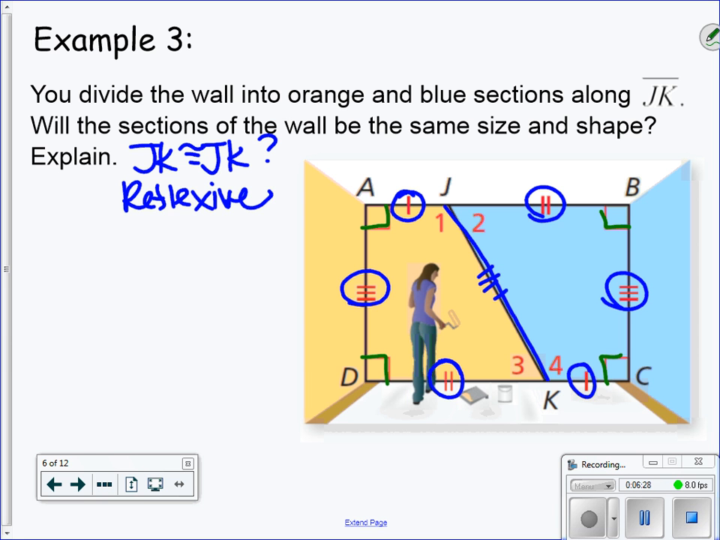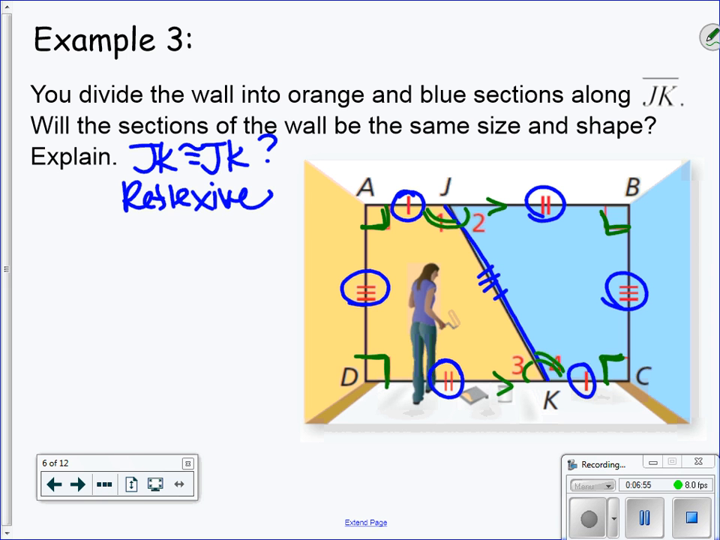So A goes with C and B goes with D. And then we've got, basically, if these are right angles, we have that these lines are parallel to each other, which makes 3 and 2 congruent and 1 and 4 congruent by alternate interior angles. So since all of the angles are equal and all of the sides are equal, yes, these are.